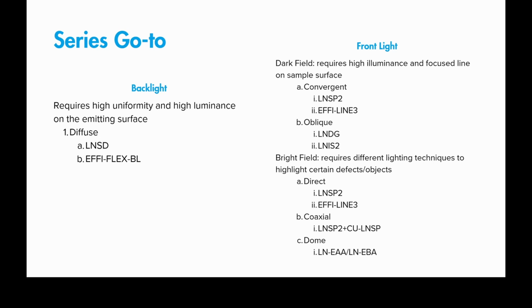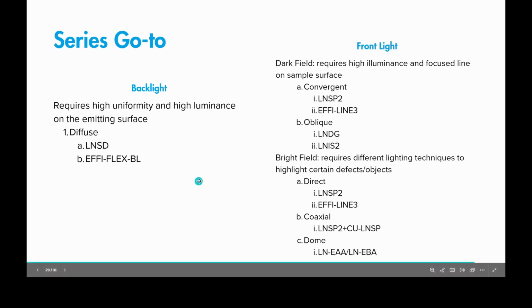As much as we can make lights that are 3 meters long, they're usually so hard and so expensive to ship that it's not really worth it. We would recommend doing 3 at 1,100 millimeters or even 4 at 600 millimeters, something like that. But otherwise, the LNSD is going to be a smaller profile, so if you don't have a lot of space, that's going to be better than the FE Flex BL. But they're both really good diffuse backlights. I would say the LNSD might be a little bit more uniform than the FE Flex BL, but that's the difference there.